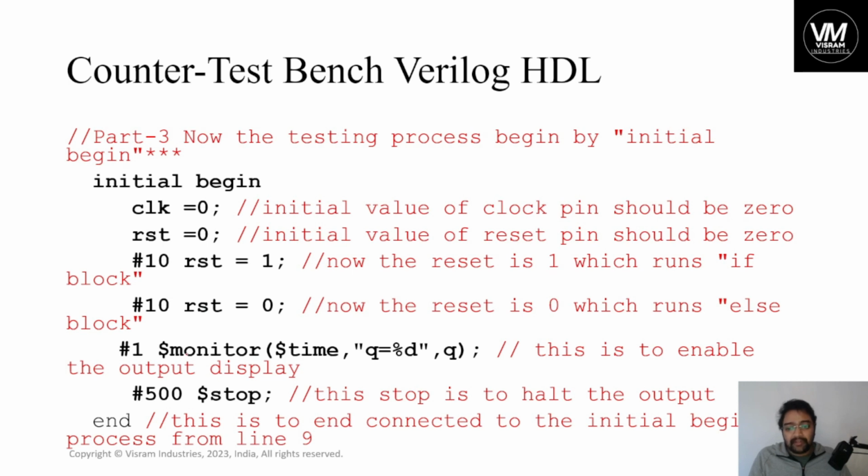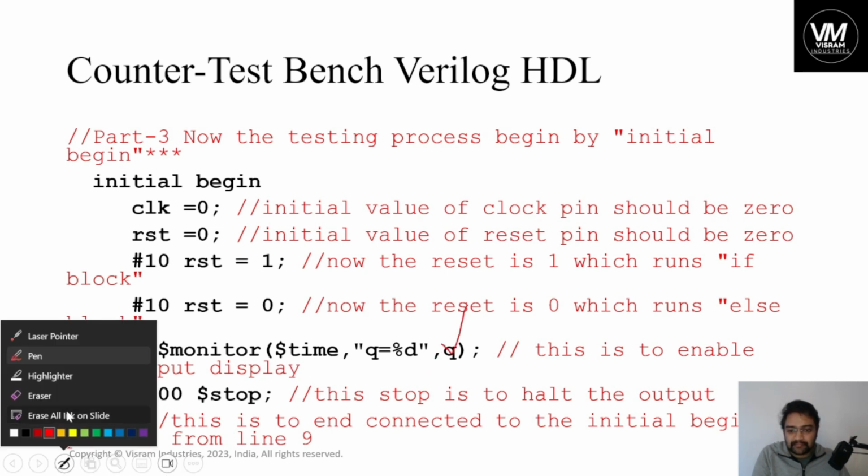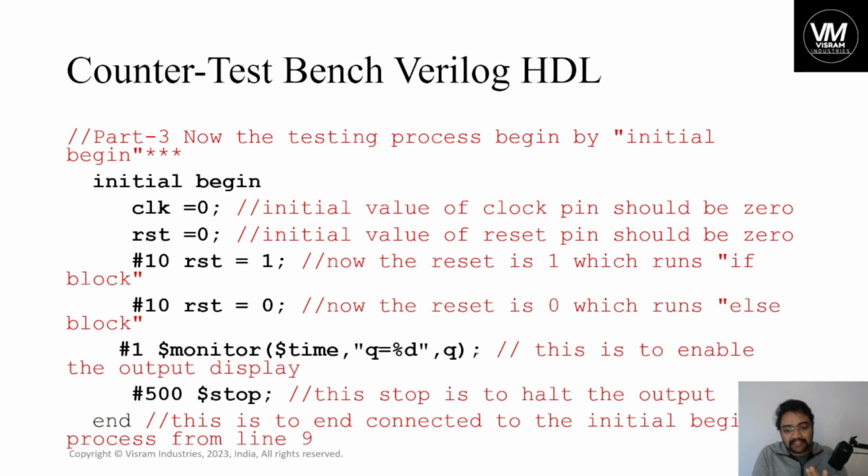Now we need to display it at the output part. How are we displaying? After 1 nanosecond, we declare $monitor. Monitor is to showcase the display continuously. When I execute, you will see $time, Q is equal to %d, output. You store it in the element Q. This is the syntax. Don't worry about syntax. This is how it is written.